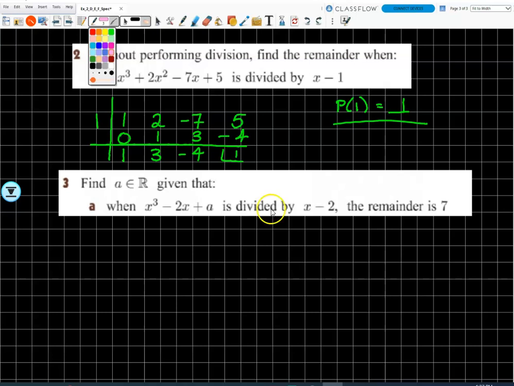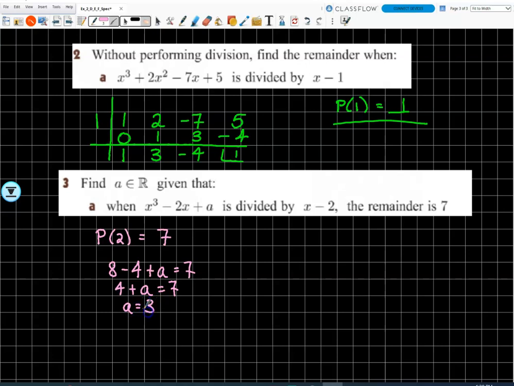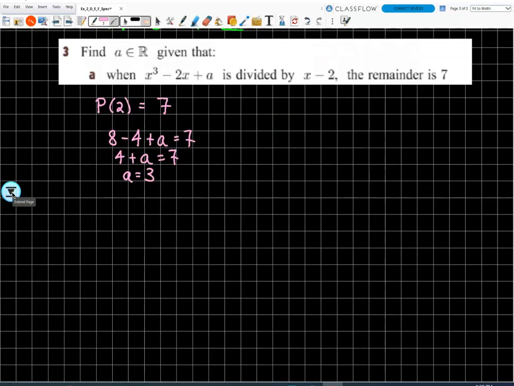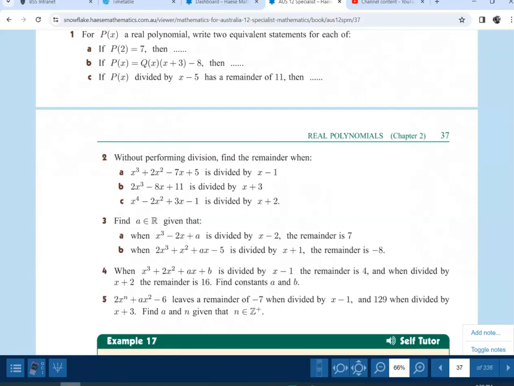So divided by x take 2, that means we're going to go p of 2, and the remainder is 7. So we say equals 7. And then just sub it. So 2 cubed is 8, minus 2 times 2 is minus 4 plus a equals 7. And I think we're all pretty confident of saying that a then must be 3. It will build up. Fear not if you want that challenge. Okay? So we just want to get into the good stuff and not waste our time here.